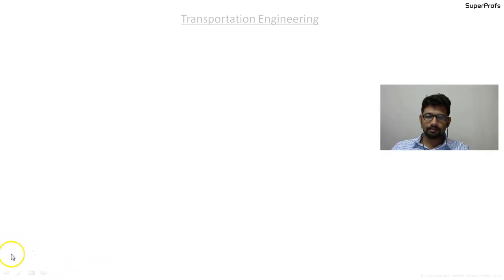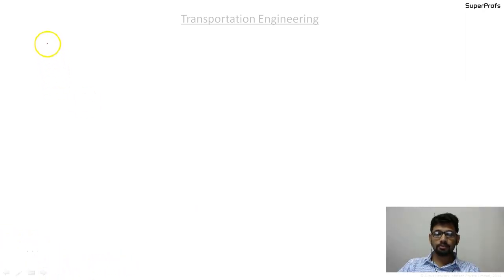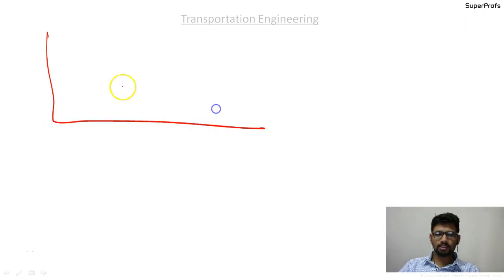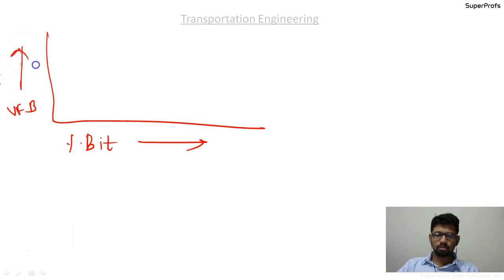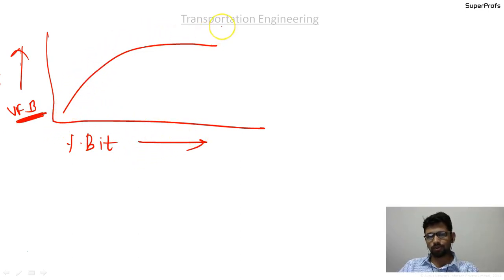Okay, pavement design. Before going for pavement design, we were left with two relationships. Percentage bitumen on x-axis, and VFB, volume of voids filled with bitumen. It comes out to be of this kind. Now you understand what is voids filled with bitumen. You increase the bitumen percentage, and obviously more and more voids are going to be filled with bitumen.